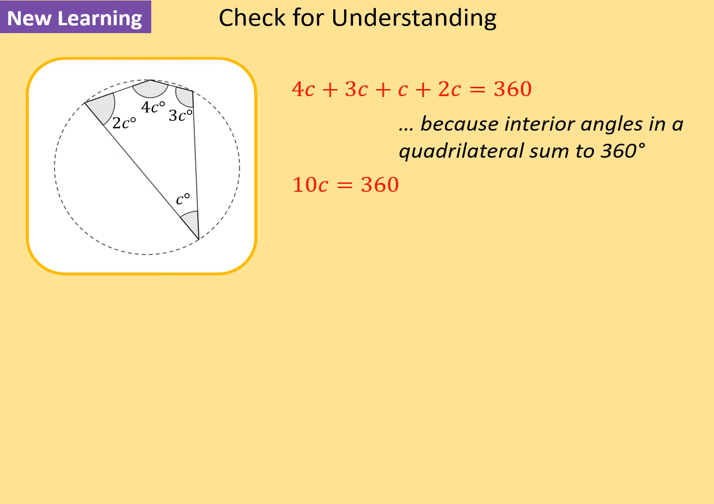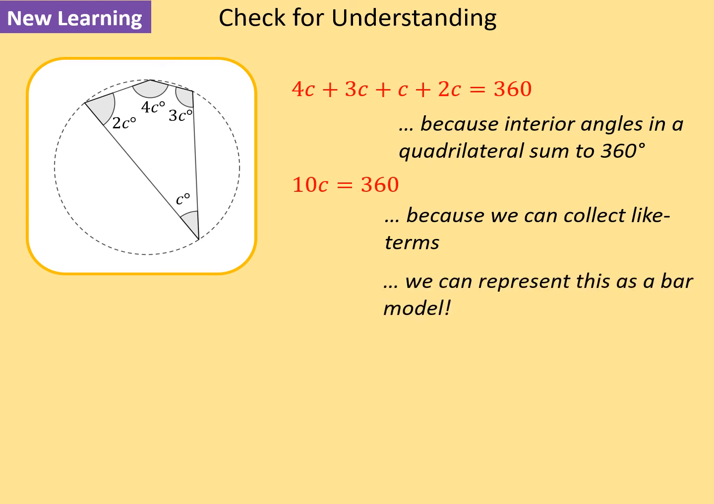If we do this, we can say that 10c is equal to 360 because we can collect like terms. Just like in the do now, we can collect all of the c's together and simplify. So now we can say that 10 lots of c is worth 360. We can represent this as a bar model as well.